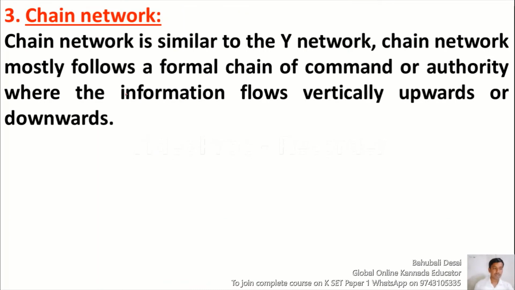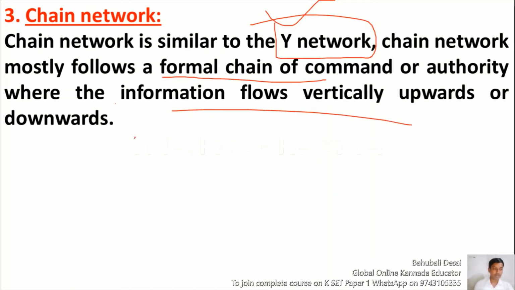So chain network, it is similar to the wide network. Wide network can be downward and upward, chain network can also be downward and upward. Chain network mostly follows a formal chain of command or authority where the information flows vertically upwards or downwards.